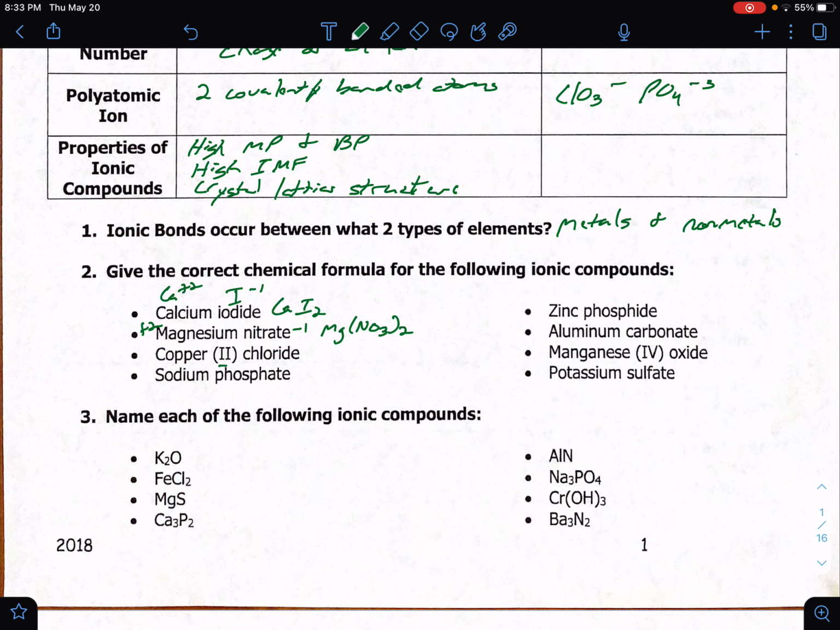Copper 2 chloride. This 2 right here tells me the charge of copper, so that means it's a +2. Chlorine has a charge of -1, so I'm going to need 2 chlorines. So this would be CuCl2.